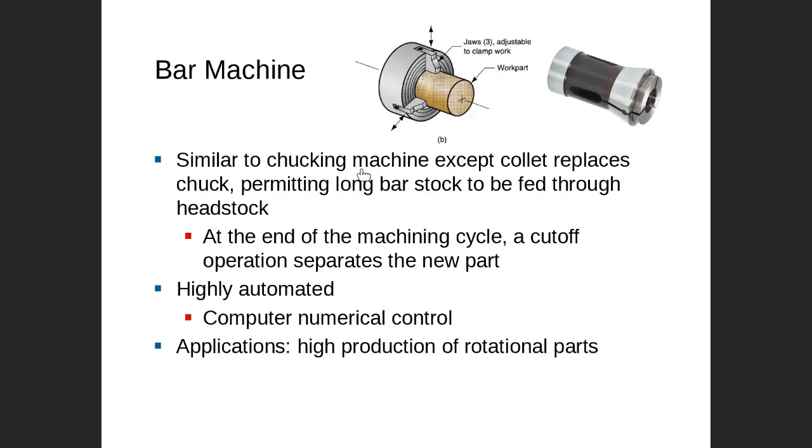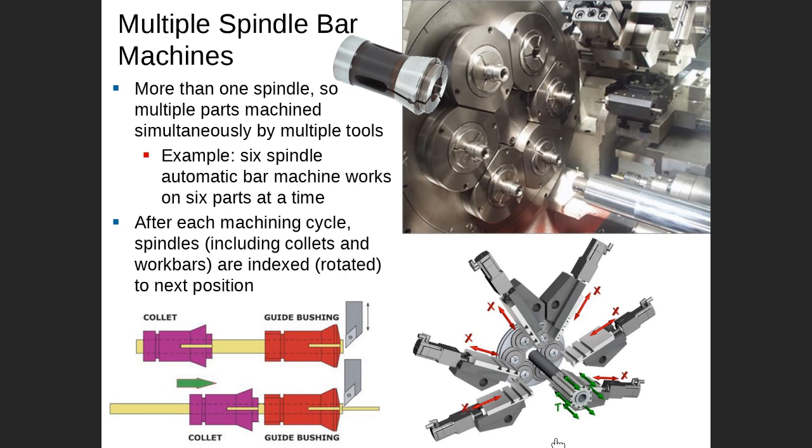Next is bar machine. Bar machine, actually we replaced the chucking mechanism with the collet mechanism. We actually change here, this is a chuck mechanism. We remove the chuck mechanism and we replace it with the collet for automation. As I told you, this is an automatic feeding system. You can see this is what we call a multiple bar machine.